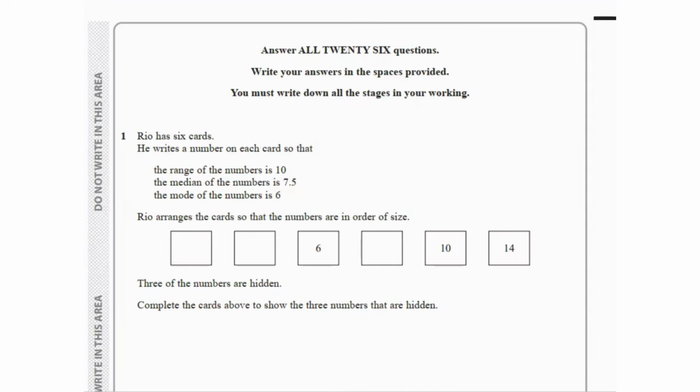Today we're going to do paper 2 for IGCSE Edexcel Maths A. This is higher paper 2 for the May-June 2025 series. I've already posted the paper 1 solution. You can check out the link above.